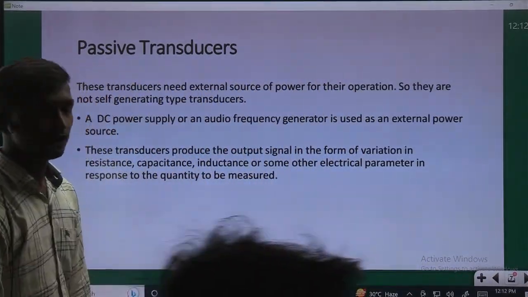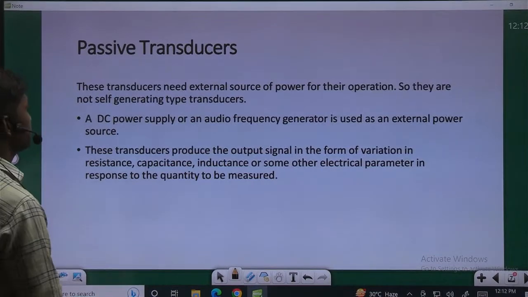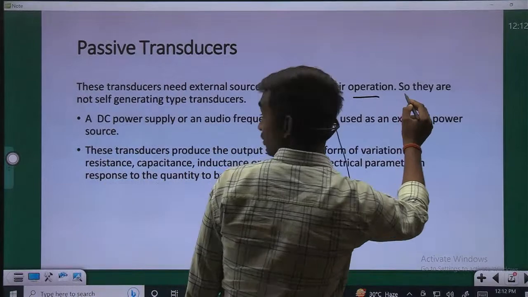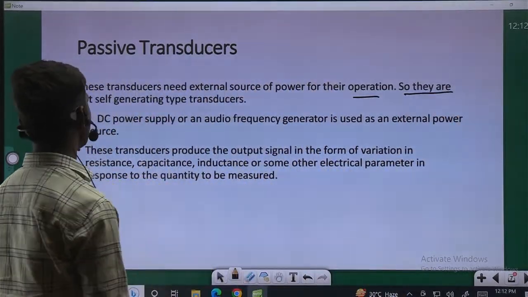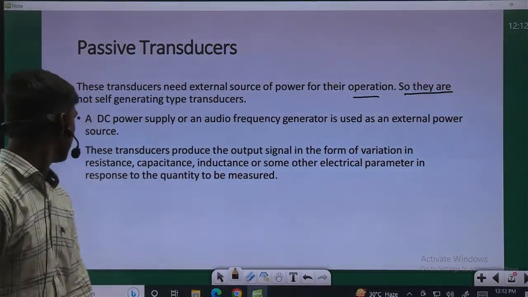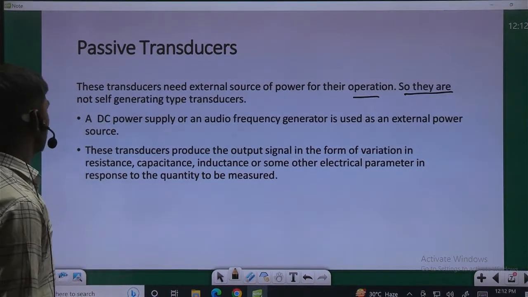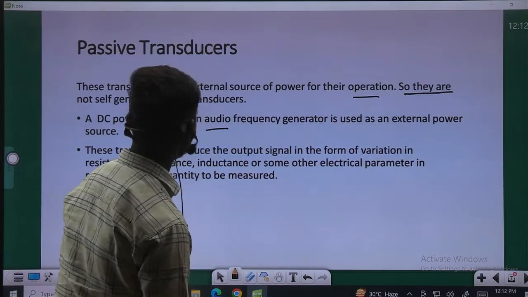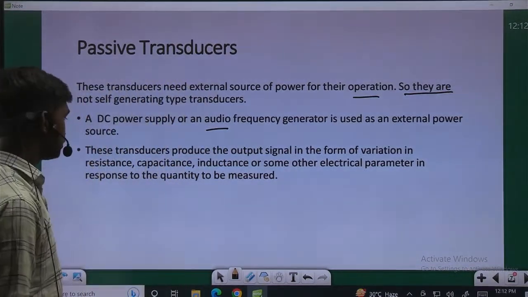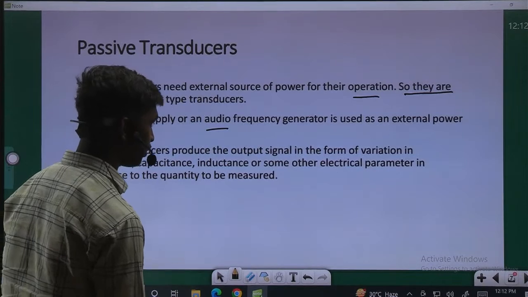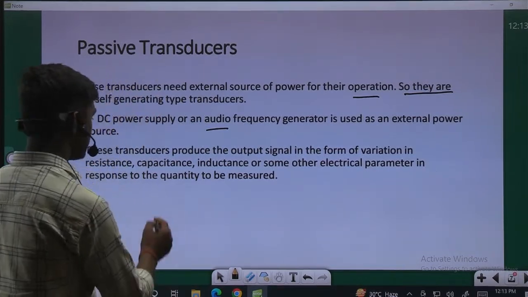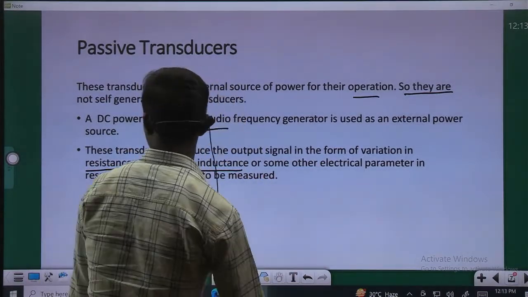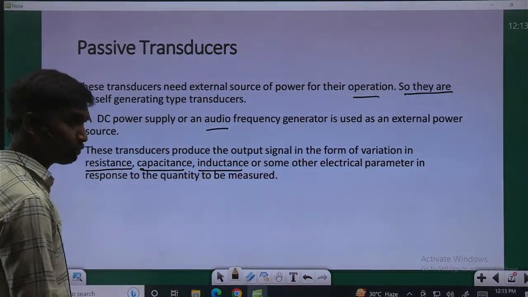Now we will study about a passive transducer. These transducers need an external source of power for their operation, so they are not self-generating types of transducers. A DC power supply or any audio frequency generator is used as external power source. These transducers produce the output signals in the form of variation in resistance, capacitance, inductance, or some other electrical parameter in response to the quantity to be measured.